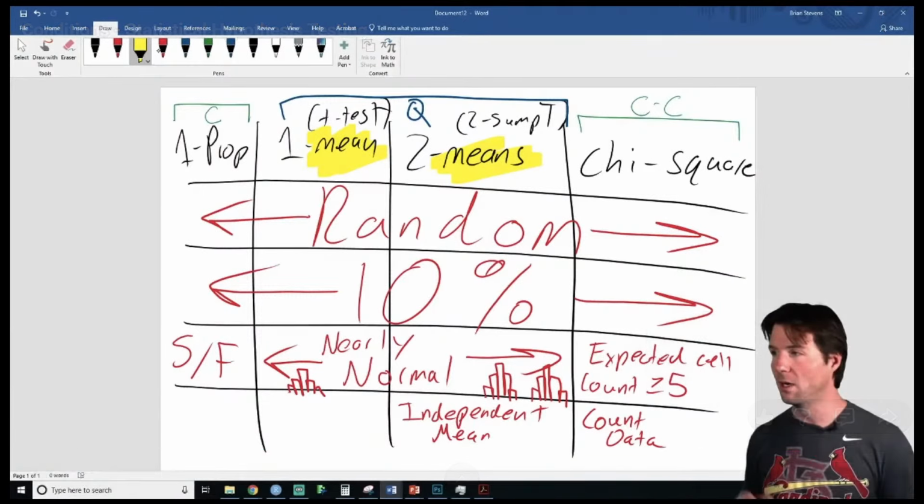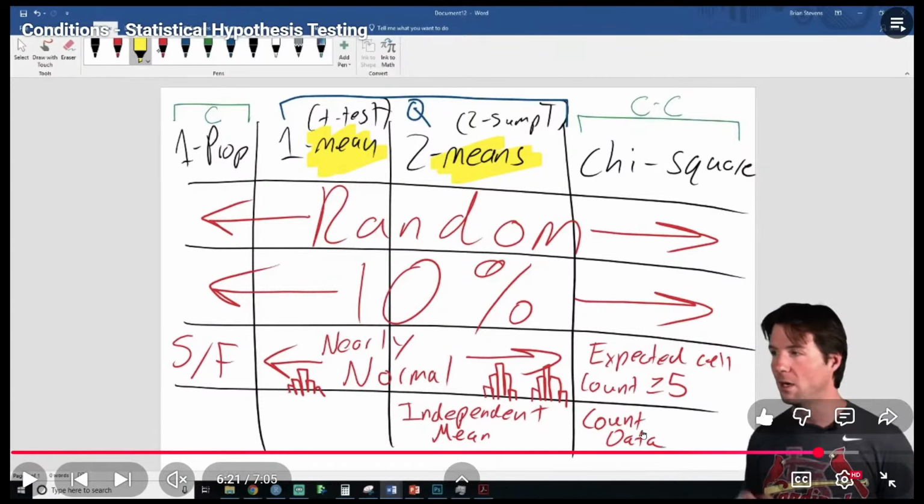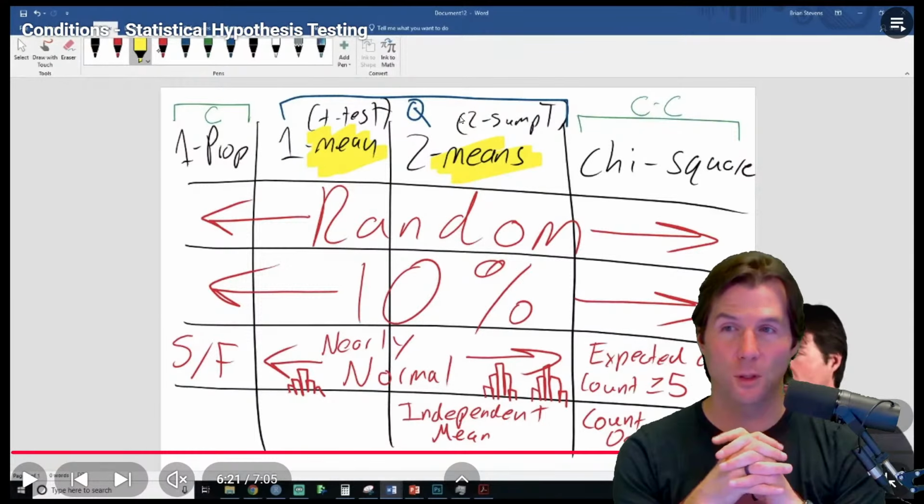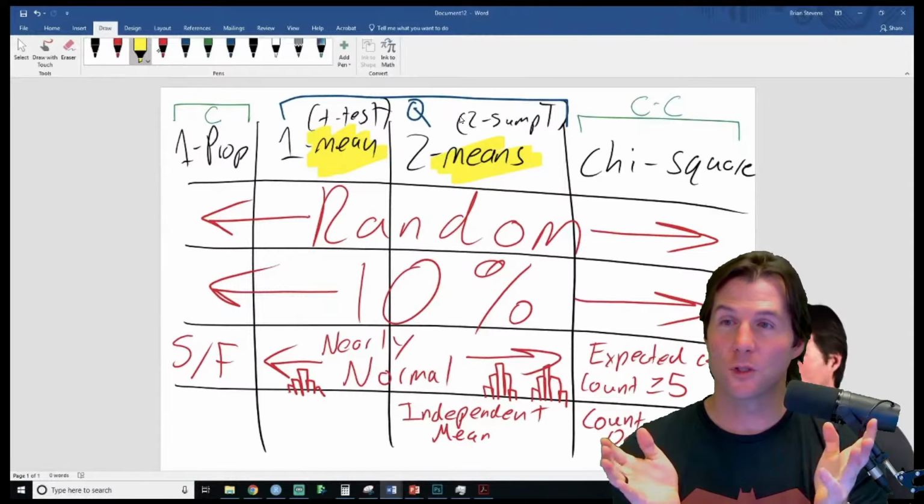So the conditions at the end here are, we have the expected cell counts are greater than or equal to 5 and the count data. Success failure is if it's categorical. And I've still done some color coding up here where nearly normal is for quantitative data and independent means is when you have 2 means. So the last conditions are expected cell counts greater than 5 and also count data. Expected cell count is when we do row total times column total over grand total, and we need all those to be greater than or equal to 5.